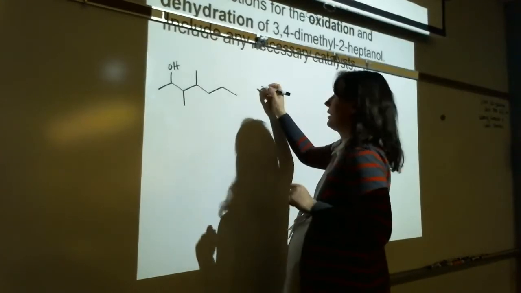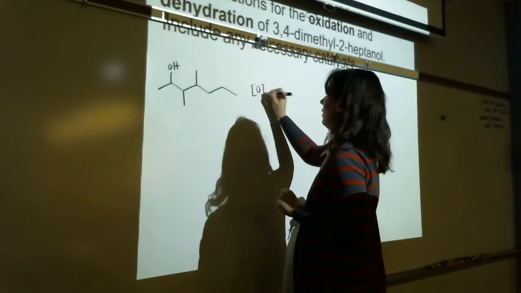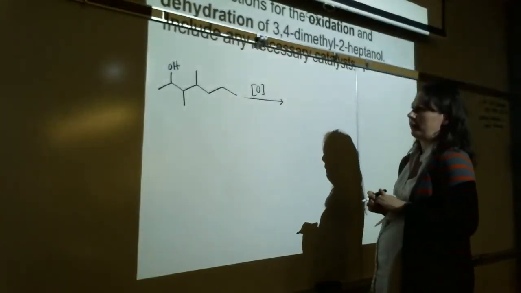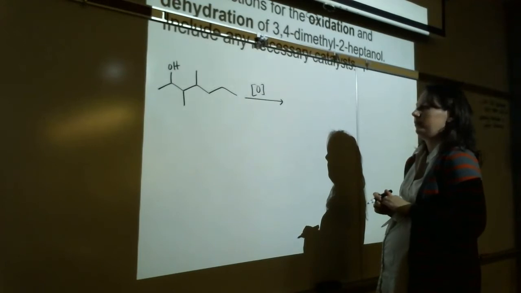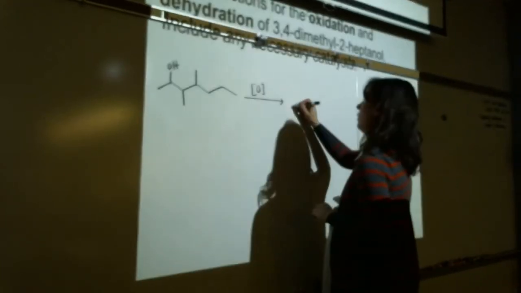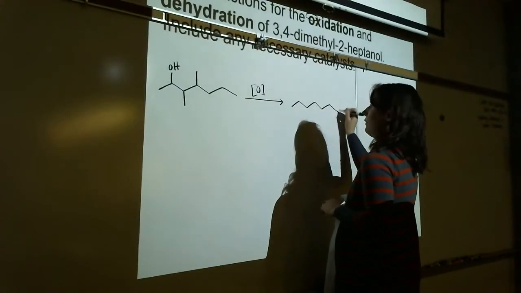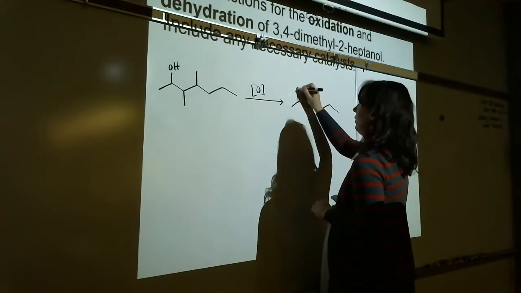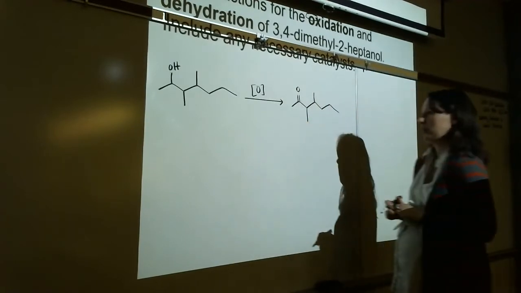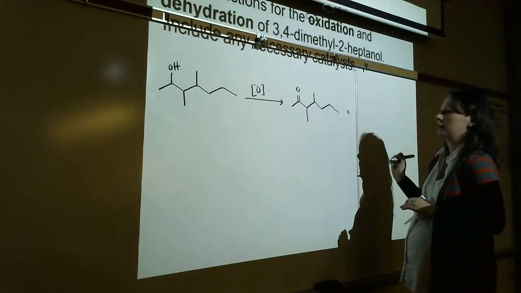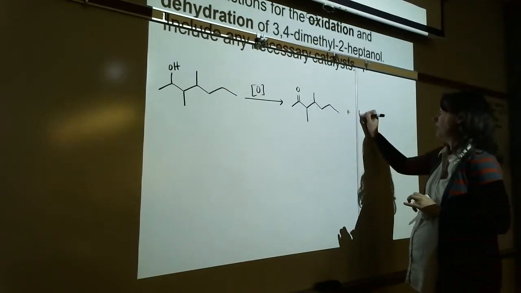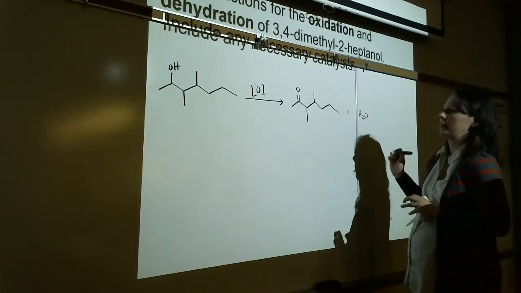I didn't tell you what the oxidizing agent is, so we just put O in brackets. All right, what are we going to get? Aldehyde or ketone? This will be a ketone, right? 1, 2, 3, 4, 5, 6, 7. We get a double bond O, and then our substituents transfer along with it. And what's our other product? H2O, right? So there's the oxidation.